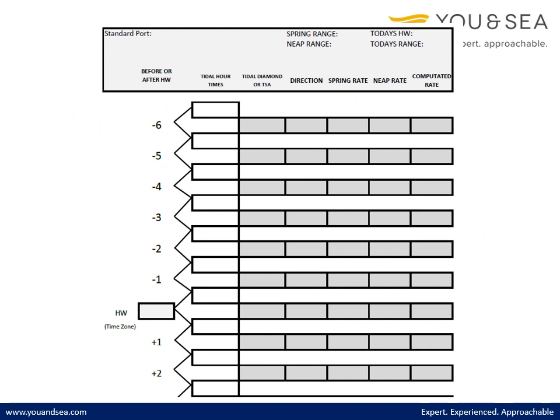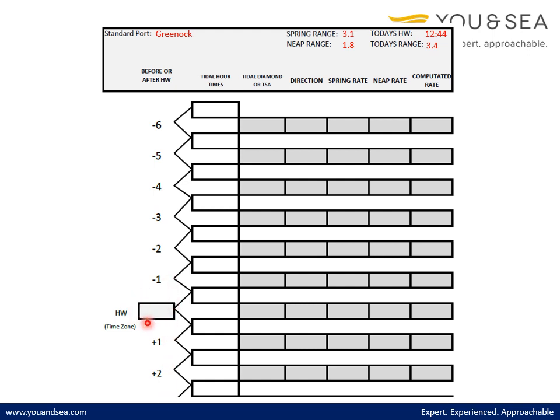So using our template, we can start to fill some of the information in. Our standard port is Greenock. The range at Springs is 3.1 metres. The range at Neeps is 1.8. We have a high water of 12:44, and you'll note that we've added 1 hour to make it a summertime high water, as the almanac had it in UT. And today's range is 3.4 metres.